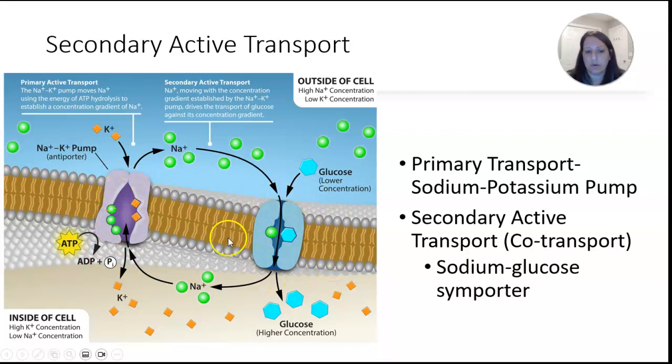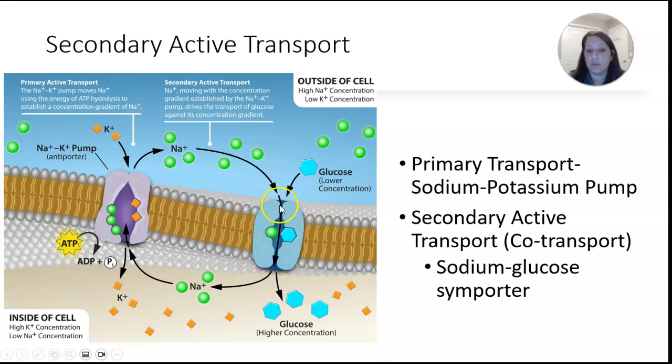Here's the secondary transporter. So that's over here on the right. This is called the sodium glucose symporter. So symporter, it's bringing in 2 different molecules in the same direction. So in this case, bringing them into the cell. So it's moving 2 different molecules in the same direction. And so here's glucose. Okay, this blue hexagon. And you can see that there's a higher concentration of glucose inside the cell. And so we've got to pump it. The only way to get glucose from the outside of the cell in is through active transport. Okay, and in this case, it's going to be secondary active transport.